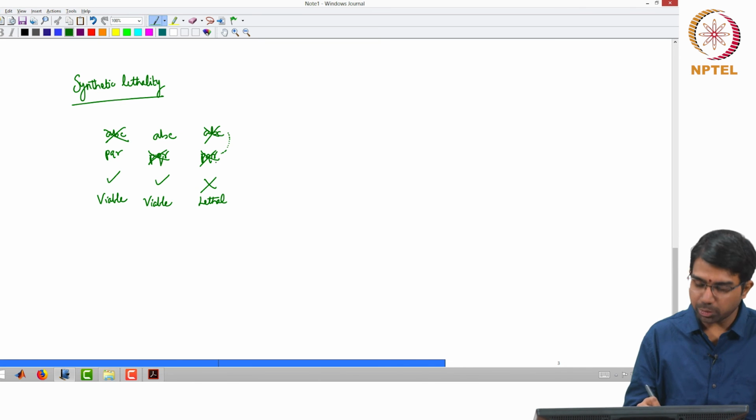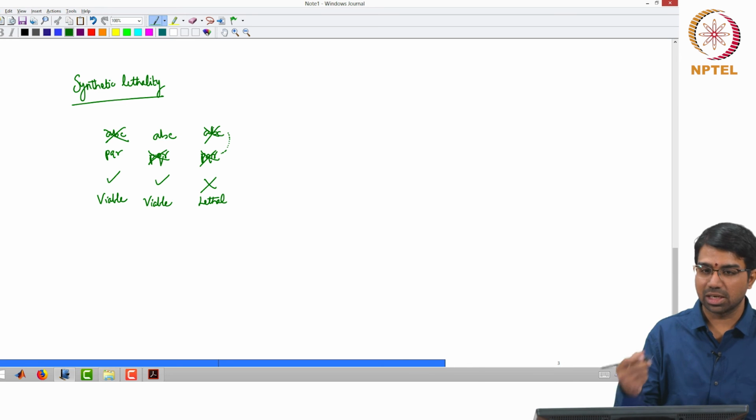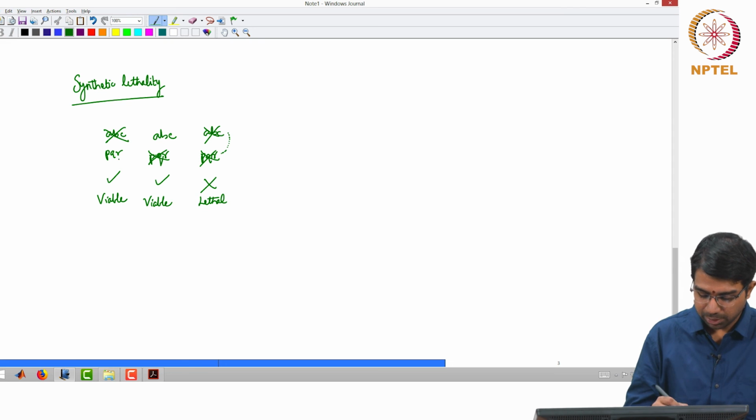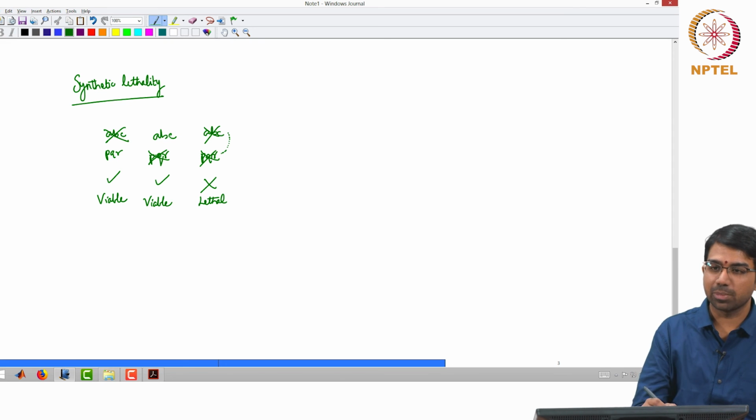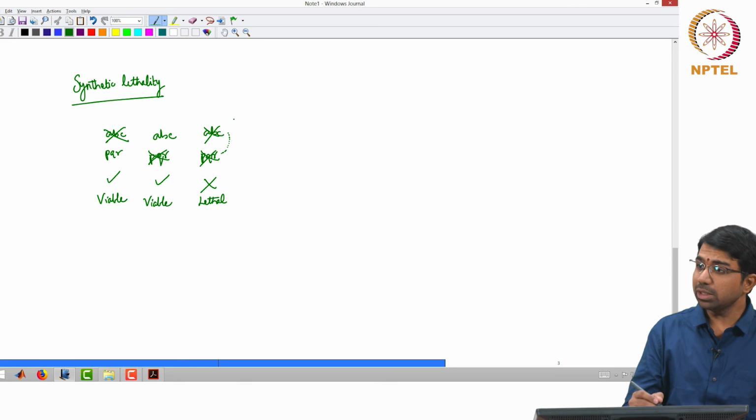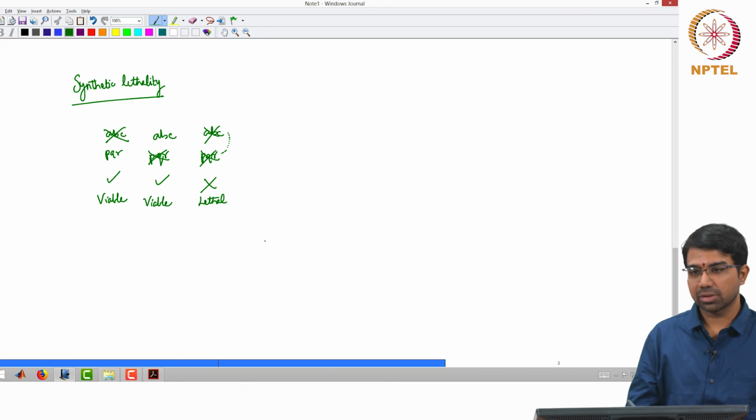So, maybe they were both producing the same metabolite. If one was there, if ABC was there, the cell could still grow. When you hit ABC, PQR could compensate for it, or vice versa, if you hit PQR, ABC could have compensated for it, but when you hit both, the cell can no longer survive.